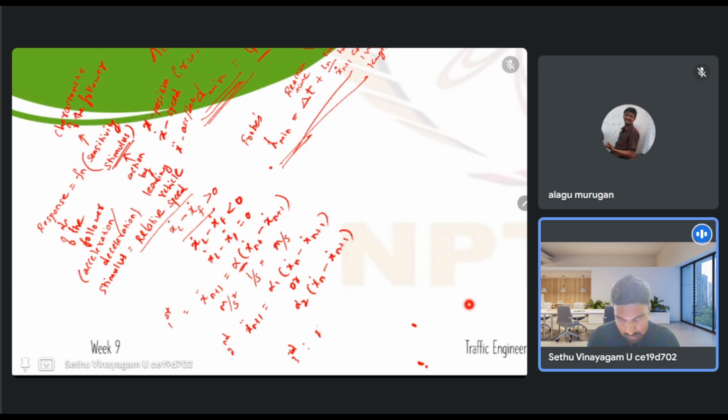The third generation model generalized this further, where the spacing was directly incorporated into the sensitivity. There it was alpha naught by the spacing. Spacing is the difference in the positions, the position of the leader minus the position of the follower. So this is your spacing. That was brought into the sensitivity term, and the stimulus remains the same.